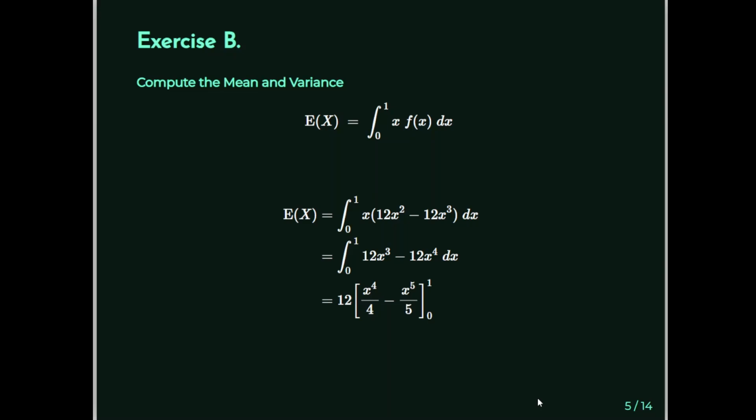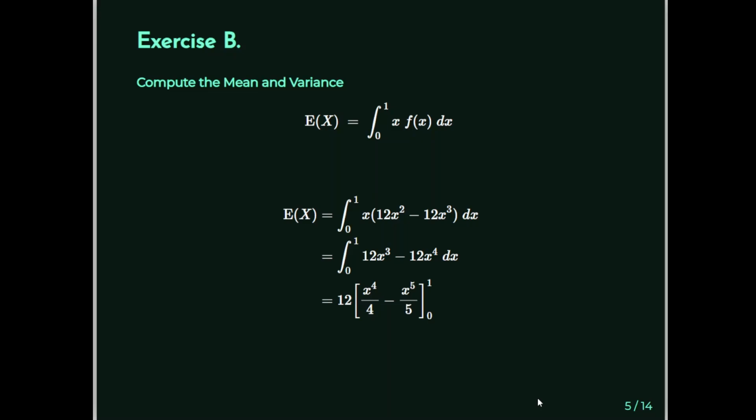So the expected value of x is the integral of x times f of x dx. f of x, simplifying the expression we had previously, is 12x squared minus 12x cubed. So our overall integral becomes 12x cubed minus 12x to the power of 4. We have to get the integral of that and evaluate it between 0 and 1.